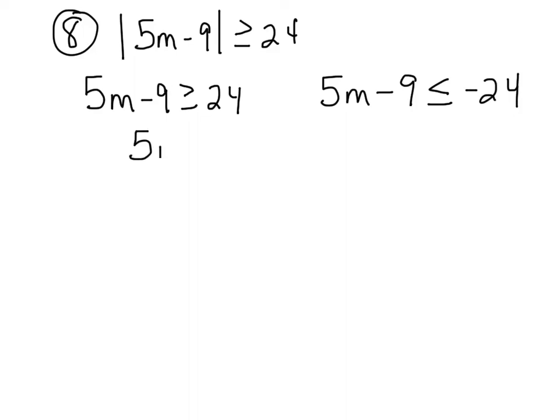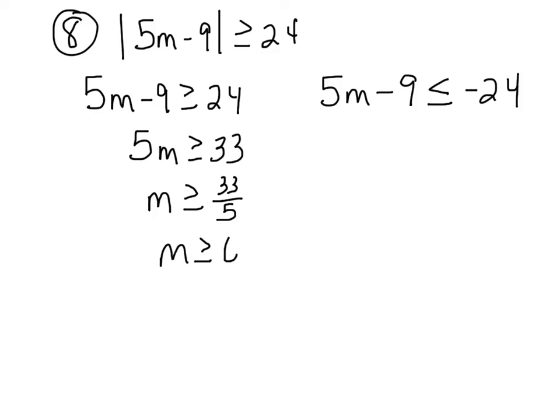Add 9. We're going to get 5m is greater than or equal to 33. Divide by 5. It would be 33/5, or we could write it as 6 3/5. Add 9. That would be negative 15. Divide by 5, negative 3.